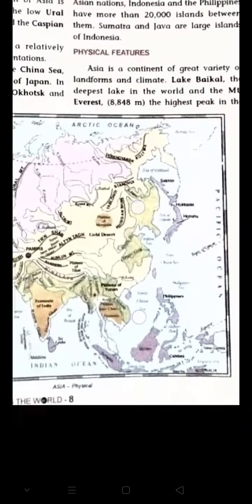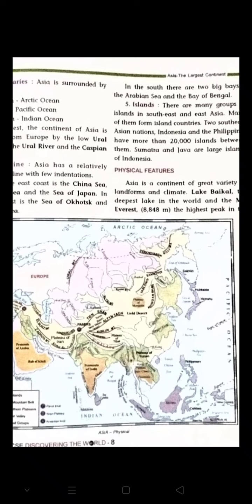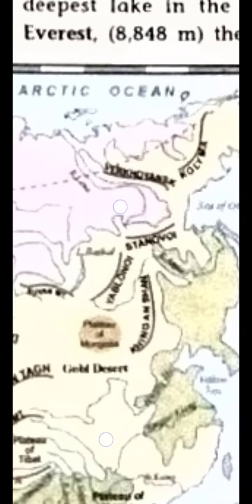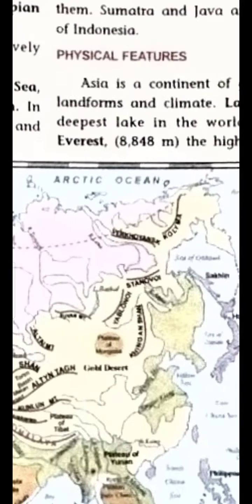Now, the physical features. Asia is a continent of great variety of landforms and climate. Very true. There is a great variety of landforms in Asia, and there is a great variation in the climate also. Lake Baikal, the deepest lake in the world. Please children, underline Lake Baikal. I think everyone can see Lake Baikal. In your books also you can see. The deepest lake in the world, and Mount Everest, which is 8,848 meters, the highest peak in the world.